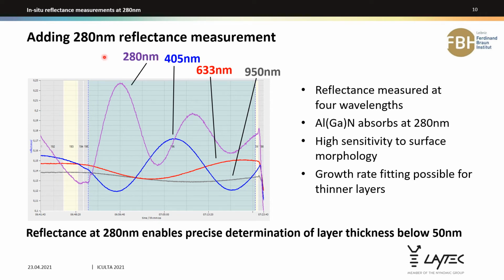But we see with 280 nanometer, due to the shorter wavelengths, we see more periods, we see a higher amplitude, so our sensitivity to that kind of layer is much better with 280 nanometer. That's why this wavelength is suited for growth rate fitting on rather thin layers, and it also has a very high sensitivity to roughness and surface morphology effects. So it's a really useful add-on to the in-situ metrology.